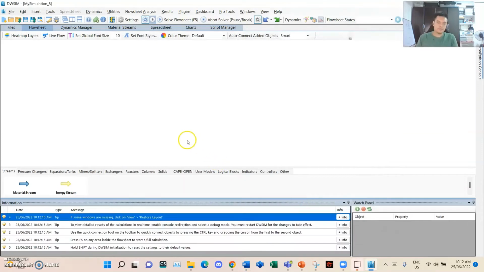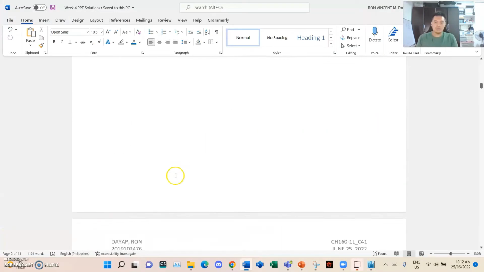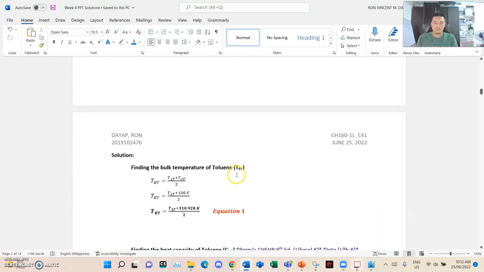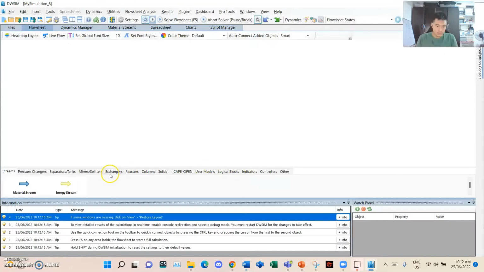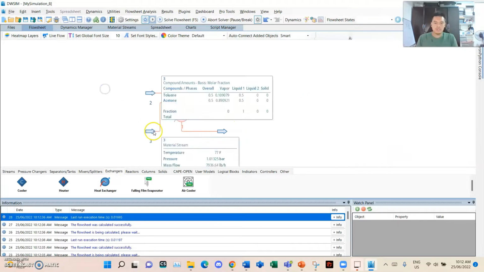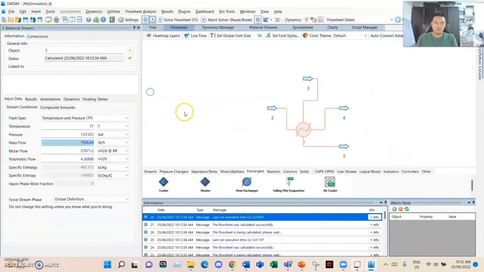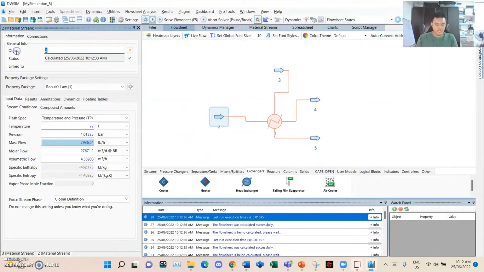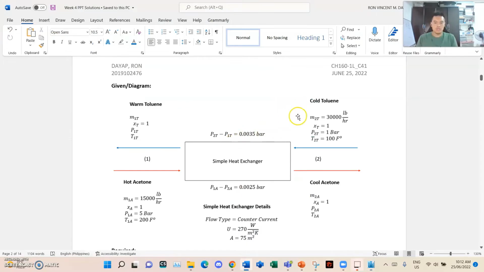So click finish, and then it is stated that it is using a simple heat exchanger according to this problem. So that means that for simple heat exchangers, we need to go to the exchangers tab, click on heat exchanger, wait for it to load, and due to the quality of the new update of DWSim, all the streams are already automatically shown. So we will rename these as given by our problem. So we'll put here hot acetone. And another entry is the cold toluene.